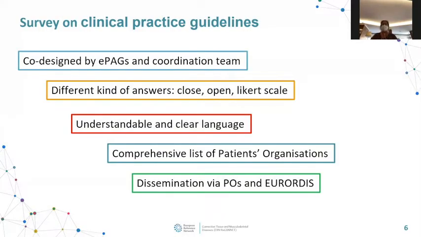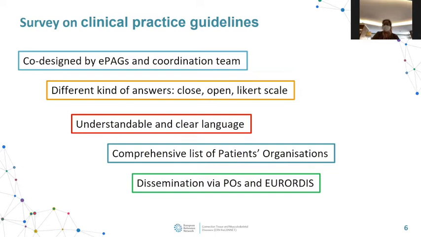As I said, we co-designed the survey. At the beginning we were very few ePAGs, as I guess in all the ERNs, but we worked and are working very closely with our coordination team. We asked different kinds of answers: closed questions, open answers, and the Likert scale. So you see a variety, and maybe not the best thing to do. Let's see what we have developed through the years.